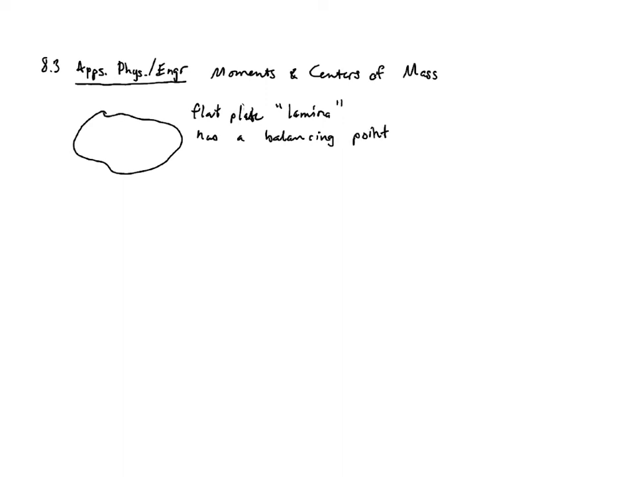Now the technical term for a balancing point is the center of mass, or the centroid. And this is called the center of mass because if you were to treat this lamina as a point mass, as you frequently do in physics or engineering problems, then the centroid is the location of the point that would encompass all the mass.